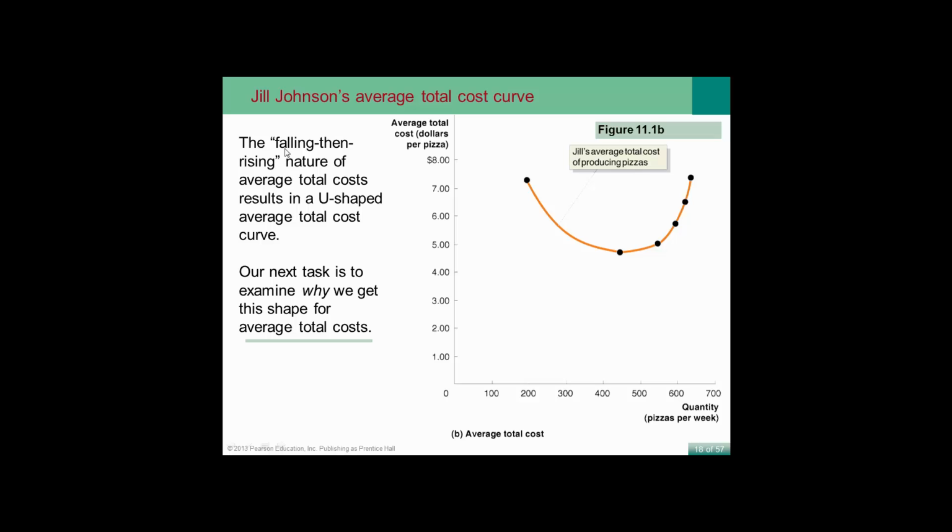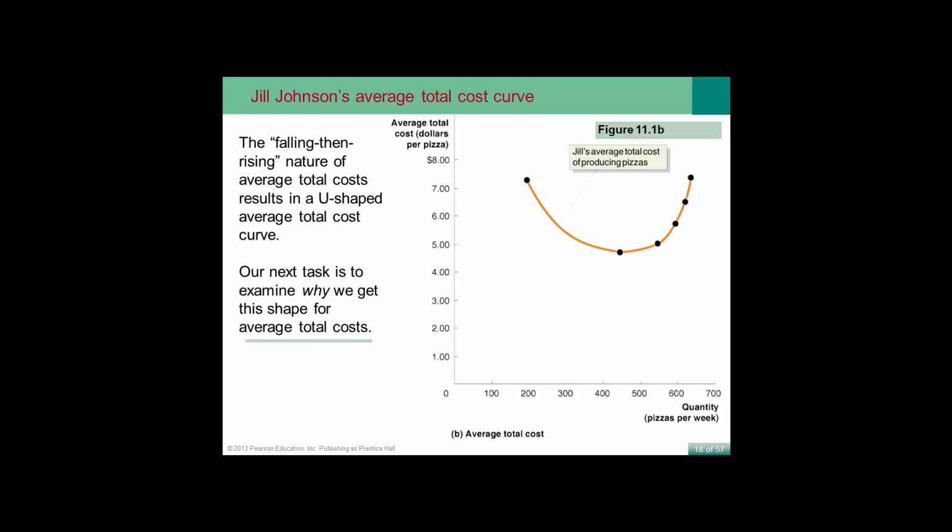So the falling, then rising nature of average total cost results in a U-shaped curve for total cost. So what you want to remember is total cost kind of creates a U-shaped curve. It starts high, goes down low, and then as you increase the number of workers, it starts to go back up.